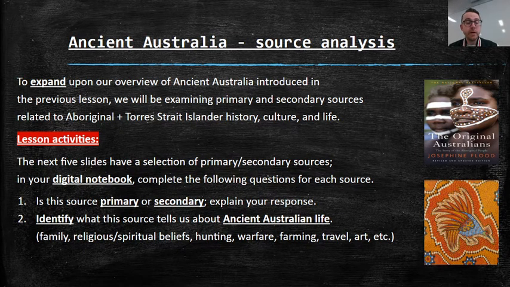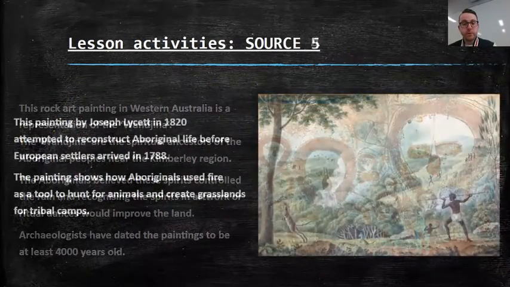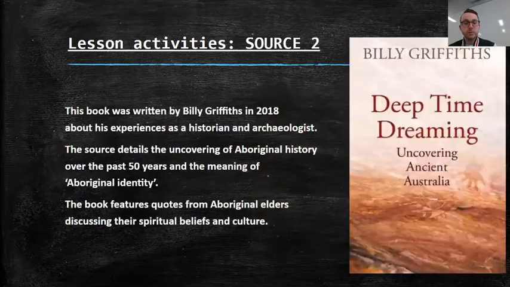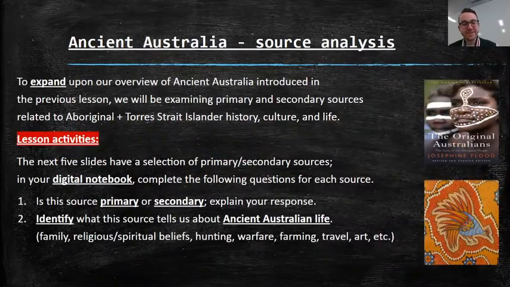Lesson activities. The next 5 slides have a selection of primary and secondary sources. In your digital notebook, complete the following questions for each source. So this lesson, your activities are going to say source 1, and then you're going to answer question 1, 2, source 2, question 1, 2, source 3, question 1, 2, etc.